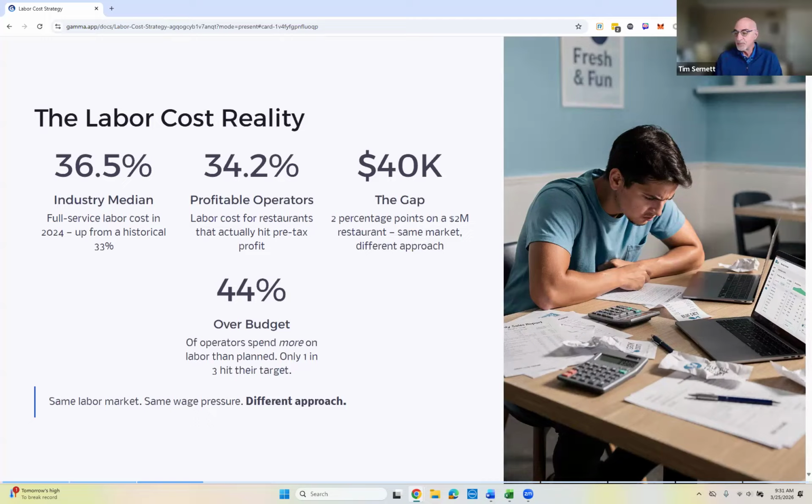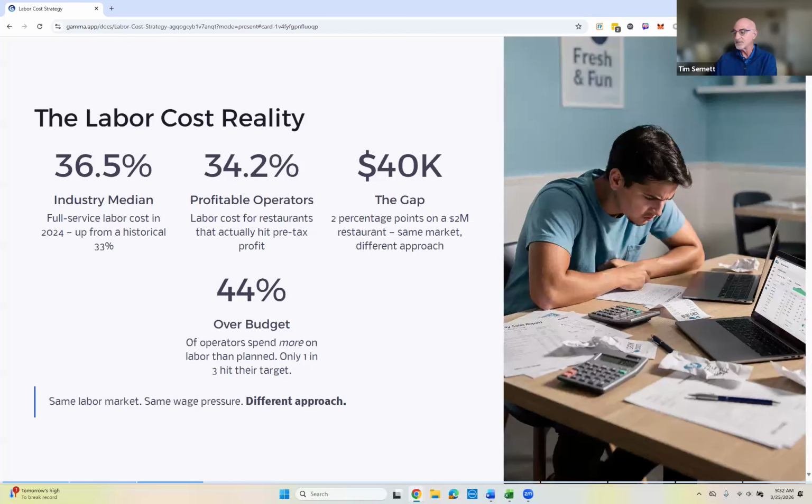But here's what's really interesting. For the full service operators that actually reported a pre-tax profit, hopefully you're in that group, labor was at 34.2%. That's more than 2 percentage points below the median. On a $2 million a year restaurant, 2 points is $40,000 a year. Same labor, same market, same wage pressure, different approach.